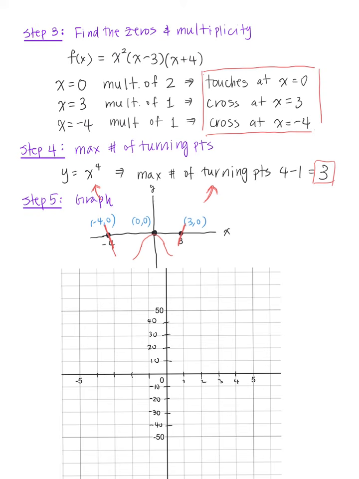Okay, so let me just go with our zeros or x-intercepts. So we have 0, 0, and then 3, 0, and then -4, 0. And then our y-intercept is also at 0, 0. Now let's see what's going to happen, because I don't know how far down I need to go. Oh, sorry, this is -4, sorry about that.